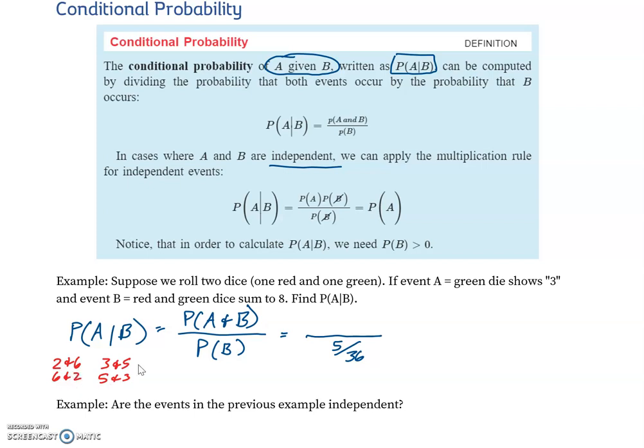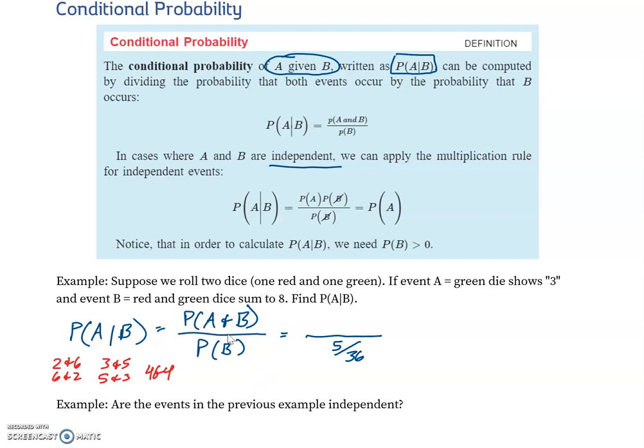And then we could have 4 and 4. And there's no other way to do this, right? We can't roll a 1, for example, because we wouldn't be able to get a 7 on the other die. So there are 5 ways out of 36 for us to just have a sum of 8 in some fashion.